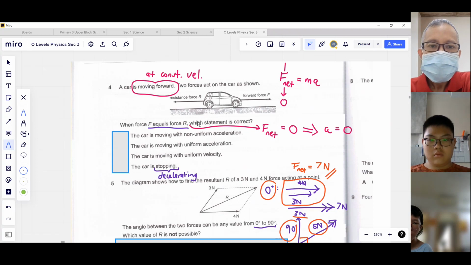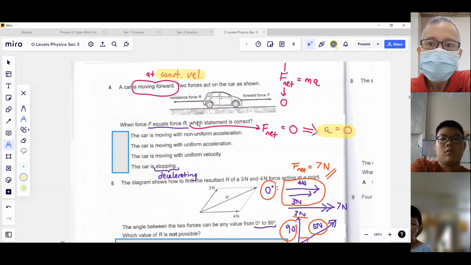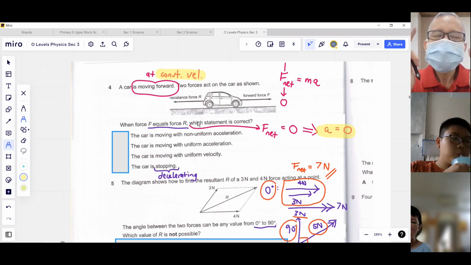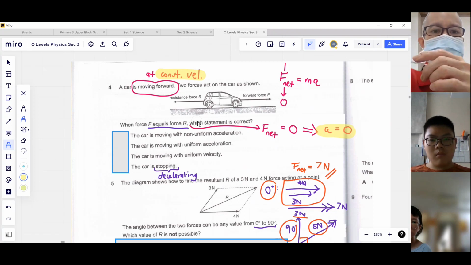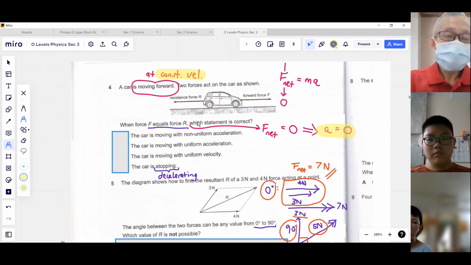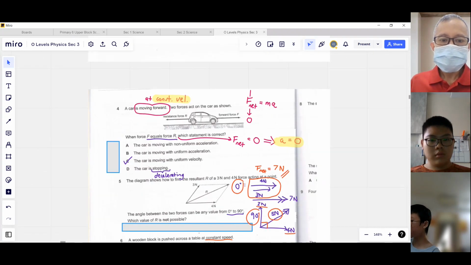Take note, I can't emphasize this more than enough. If acceleration is 0, something can still be moving. Just note that it's moving at constant velocity. That is the key, and that is always a giveaway question. Make sure you get the mark for this one. All right, Devon, the answer is C. Meanwhile, the two of you at home continue working on the other questions.